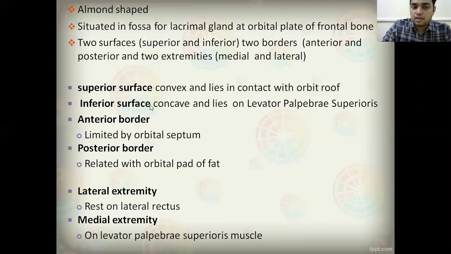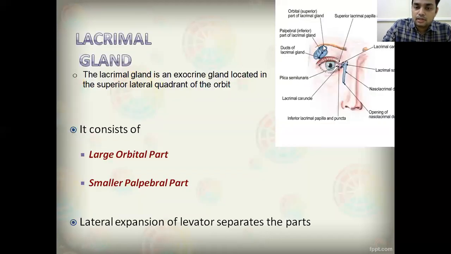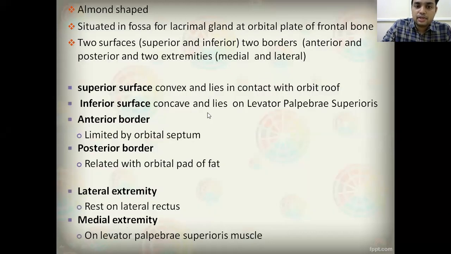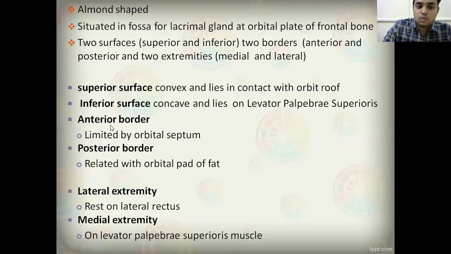The superior surface is convex in shape and lies in contact with the roof of the orbit. Whereas the inferior surface is concave and lies on the levator palpebrae superioris muscle. Here, this is the inferior surface. It has two borders, anterior and posterior. The anterior border is limited by the orbital septum, and the posterior border is related to the orbital pad of fat.